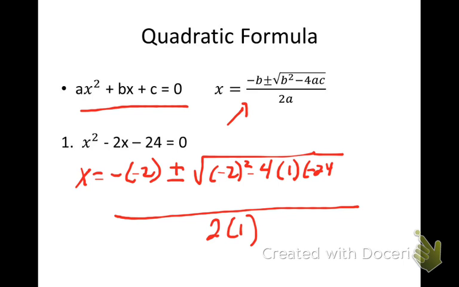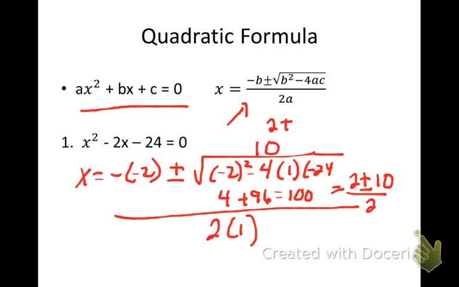So I'm going to start simplifying inside my square root. Negative 2 squared is positive 4 minus, well, minus negative, this is going to become plus, so this is going to give me 96. So what do I get under here? I get 100. So now I can take the square root of that and get 10. So my problem now really is opposite of negative 2 is 2, plus or minus the square root of 100, which is 10, all over 2.